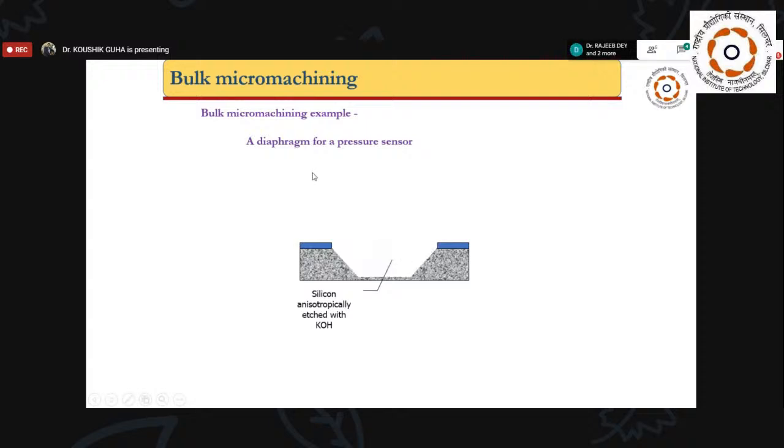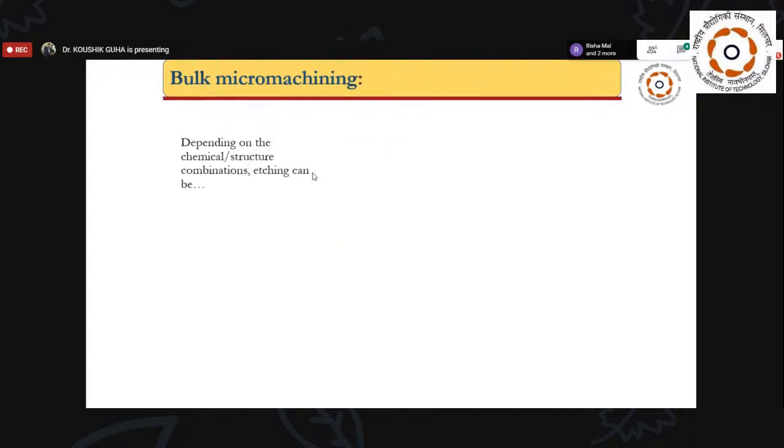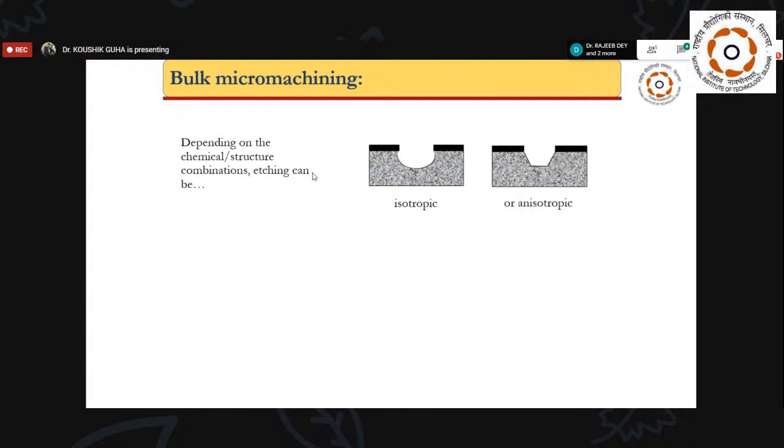By KOH solution and like that, it looks like grooves or trenches. It can create slopes and angles. So this is called bulk micromachining. In bulk micromachining, we generally see there are two types of etching technique: one is isotropic, another is anisotropic etching.